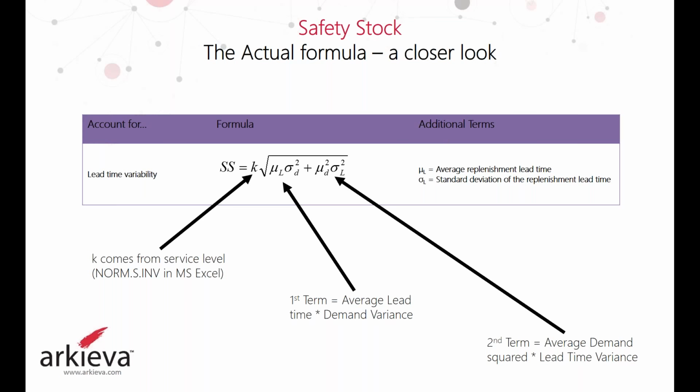So again, even if you don't remember the formula, just remember there are two terms. The first term deals with the average lead time times the variance of the demand. So the first term deals with the variations in the demand. The second term deals with the variations in the supply or the lead time.